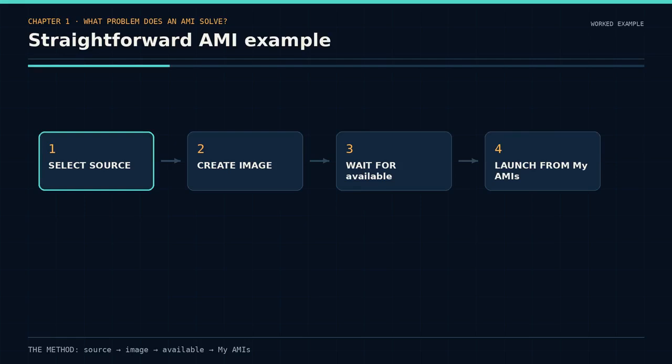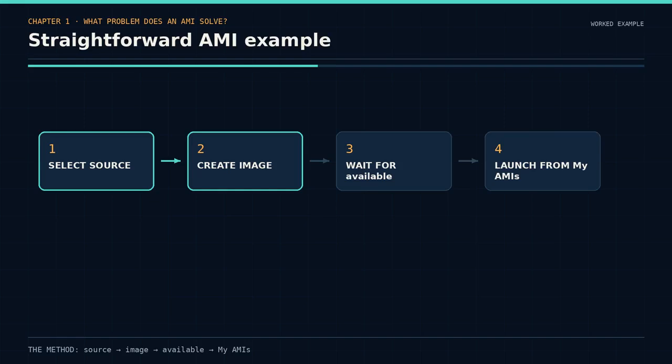Step 1, identify the configured source instance. Step 2, create an image from that source. Step 3, wait while EC2 creates the image and its associated snapshots. Step 4, when the status is available, launch an instance from My AMIs. Watch the logic. The source instance supplies the operating system, installed programs, and settings. The new instance is not manually reconstructed. It starts from the captured template.